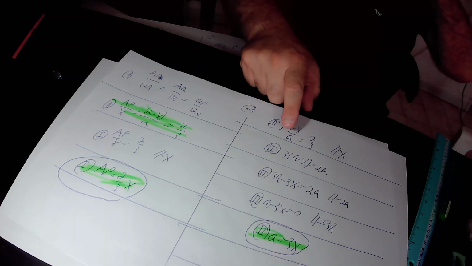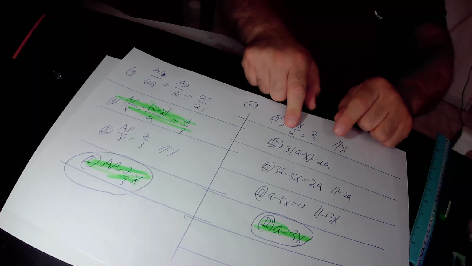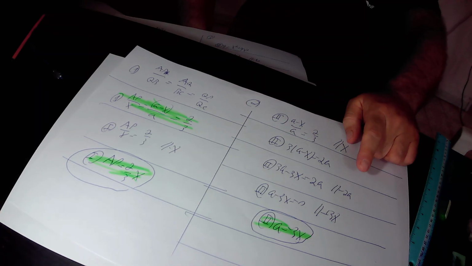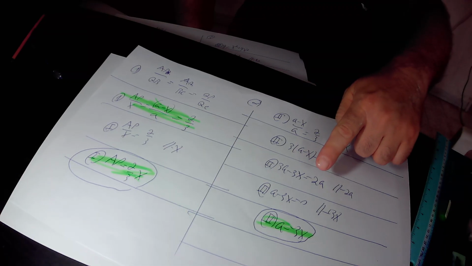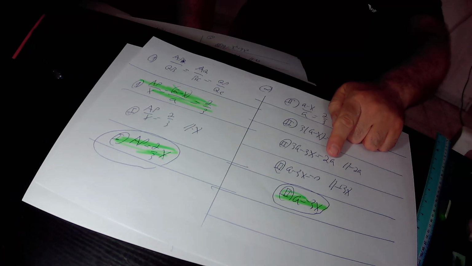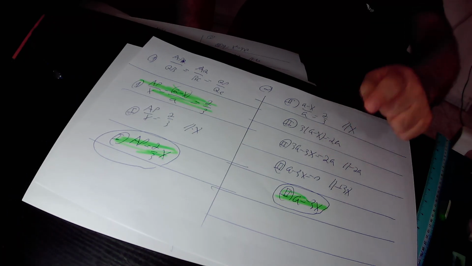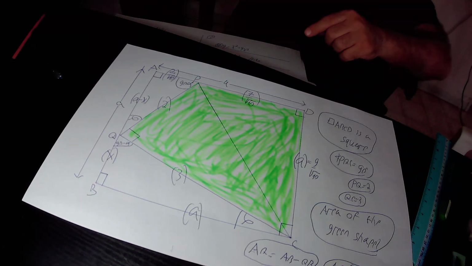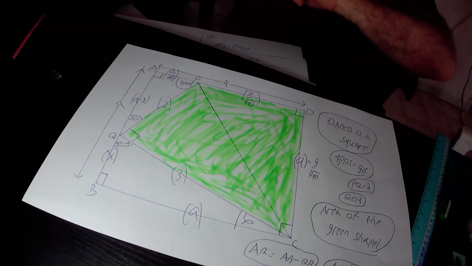Here we open the brackets on this side of equation 2, and finally find that 3A minus 3X equals 2A. Here we subtract 2A from equation 2, and find that 3A minus 2A is A, so A minus 3X equals 0. Here we add 3X to equation 2, and finally find that A equals 3X.